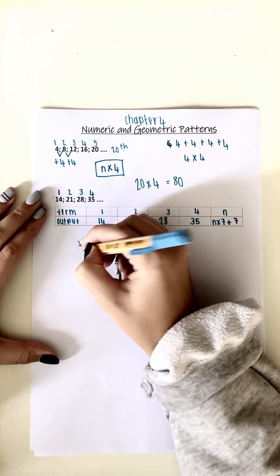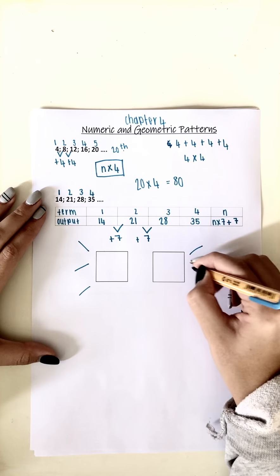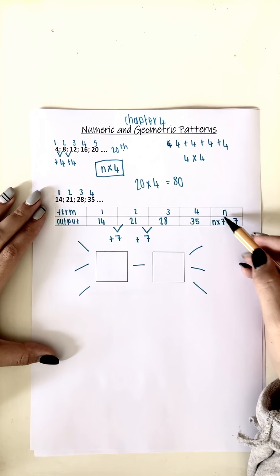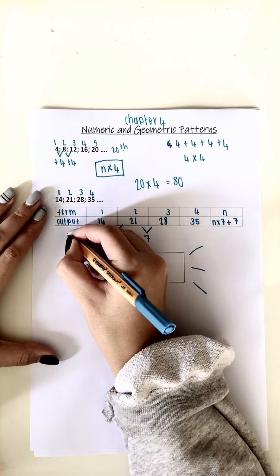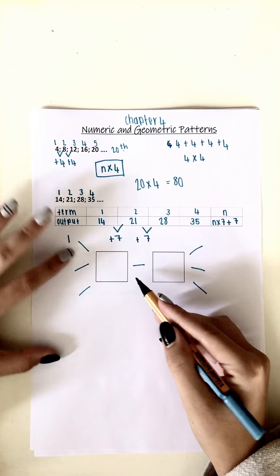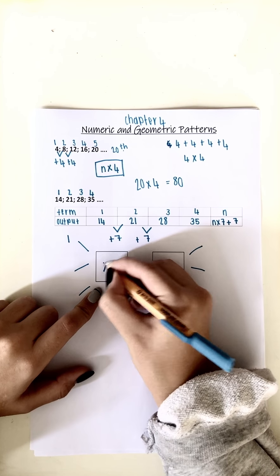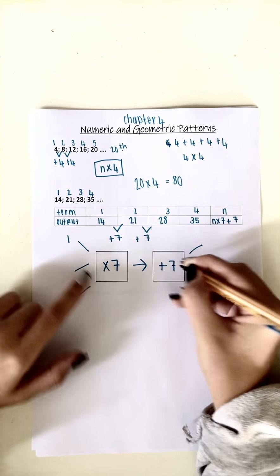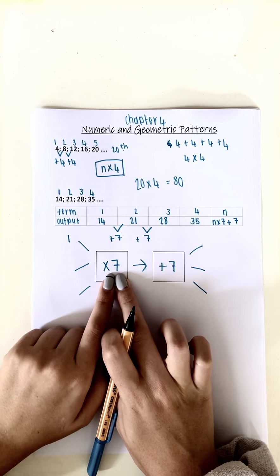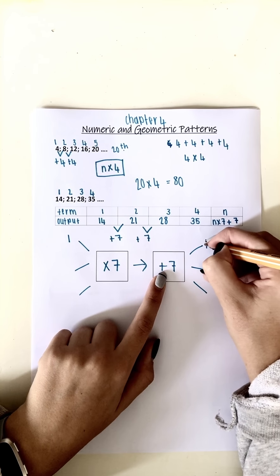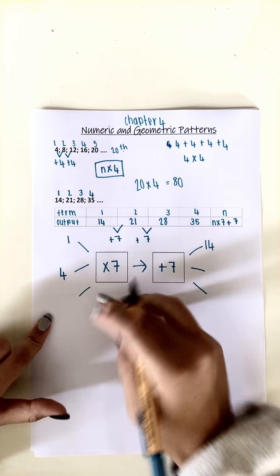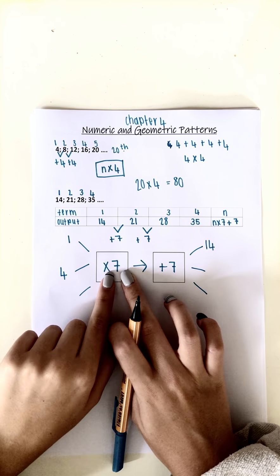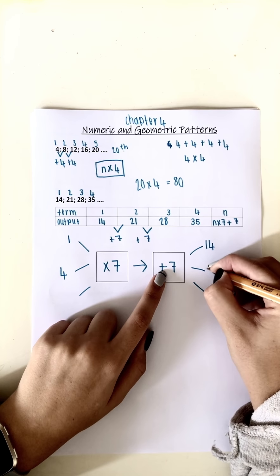So if you guys work better with a flow diagram, and I'm sure you guys have seen this in previous years, what is happening to my term? So if I put in term 1, the first thing that happens to it is I'm timesing it by 7. Okay? And then I'm adding 7. So if I go 1 times 7 gives me 7, plus 7 gives me 14. So if I've got my fourth term, then I go 4 times 7 gives me 28, plus 7 gives me 35.